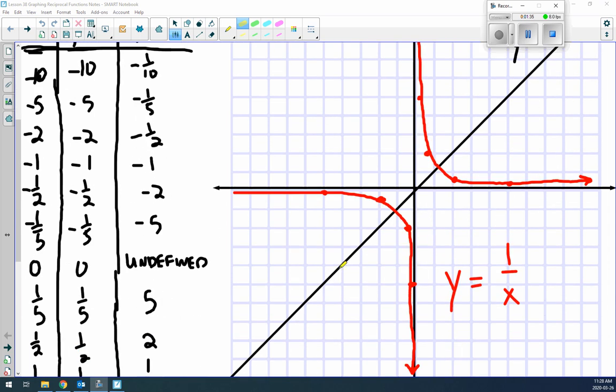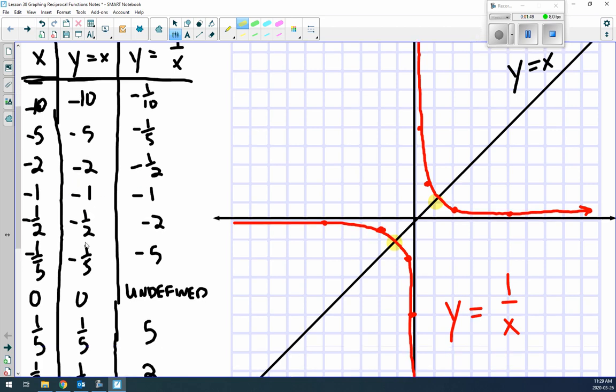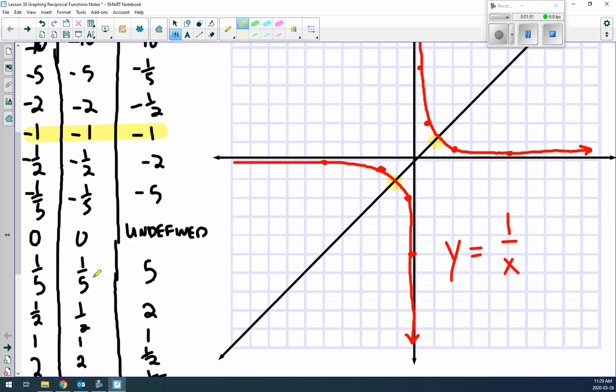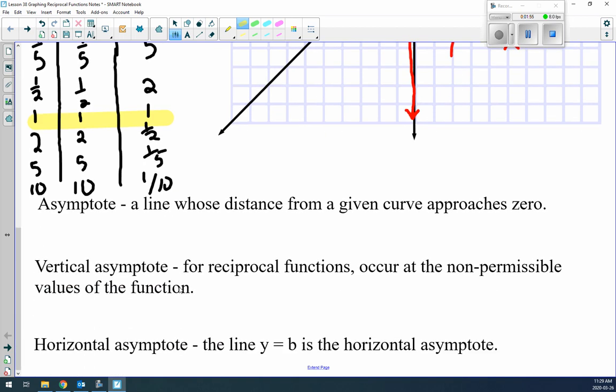Then we start plotting the points. You can see they form a neat curve on here. Sorry, this graph is a little bit off. The key ones are right there: 1, 1, and -1, -1. Look up here, they're the same there, and the same there. Those are known as invariant points, and we're going to use those in the future to help us graph stuff.